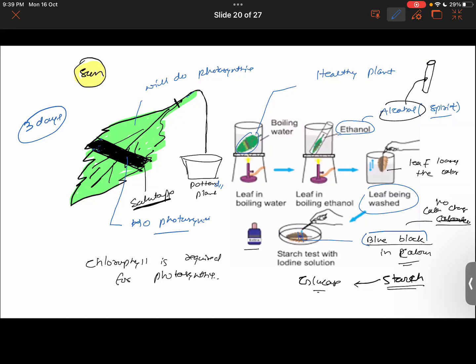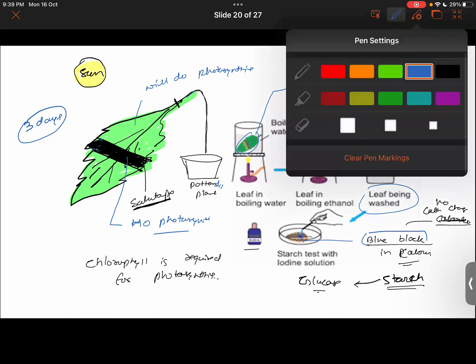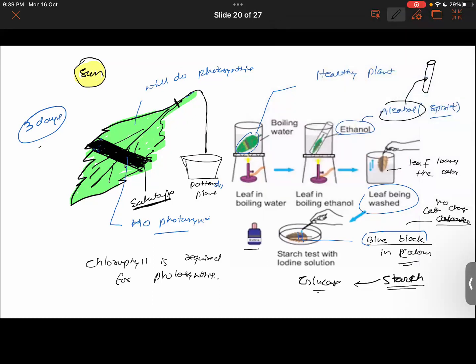so if it is not doing photosynthesis, all the carbohydrate produced will be used up now. Whatever carbohydrate was produced by this leaf when it was under the sun will be used up now, isn't it? When you put this plant in the dark, whatever carbohydrate is remaining in the leaf will be used up by the plant, right?